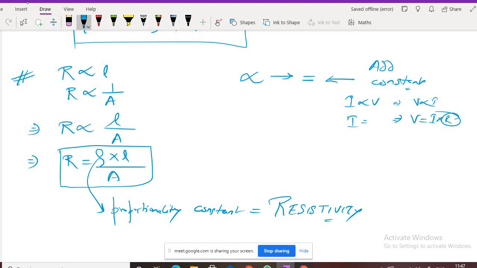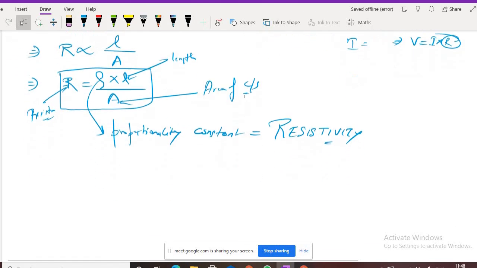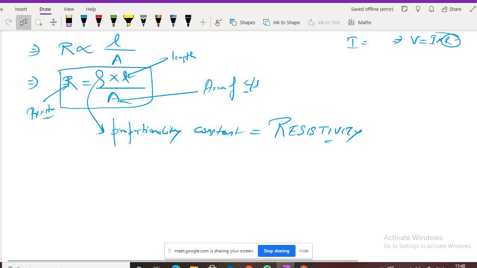Is that clear? So what are the terms here? R means resistance. L means length of the conductor. A means area of cross section. So we have got the formula R is equals to rho L by A. Tell me yes or no? You have understood?